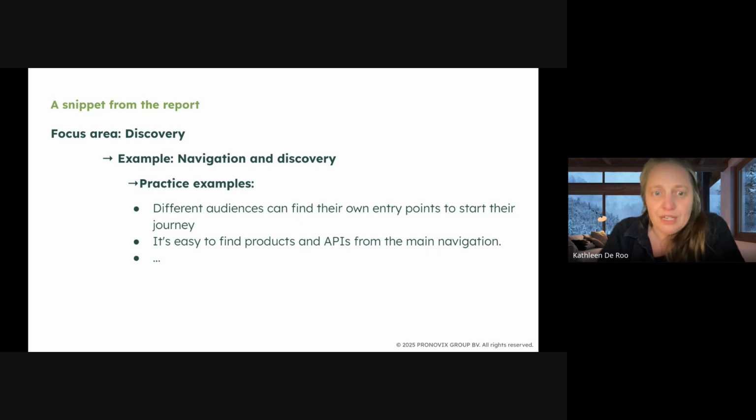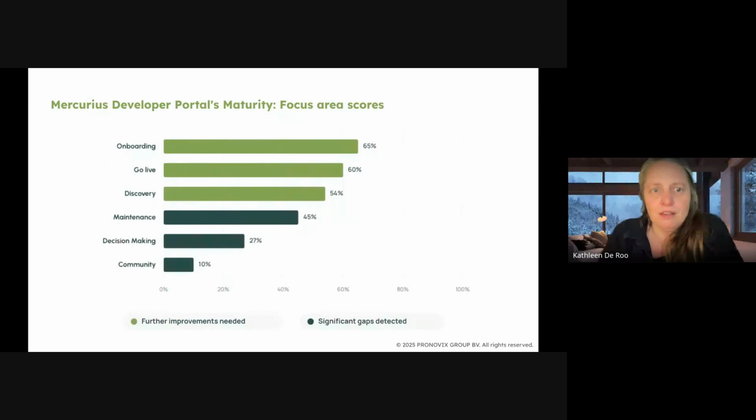And although it's easy, that's the second practice example, although it's easy to find APIs from the main navigation, finding specific services based on solution type rather than API name is difficult, which is hindering partner-focused discovery. We did not list all the detailed results, of course, of the report. That would lead us too far especially because this is a fictional use case, of course. But here's the fictional overview for all of the focus areas, these high-level goals.